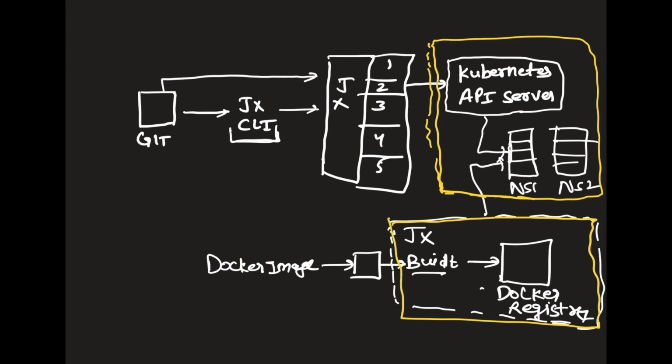Internally, it spins off your container or a pod by talking to the Kubernetes API server, and then uses the Docker registry to run a particular Docker image which you want to deploy inside that pod. It also supports deploying Helm charts. So if you have Helm charts, there is a different plugin within JX which can help you push the Helm chart to a Helm repository, and then those charts can be deployed onto the Kubernetes cluster again.